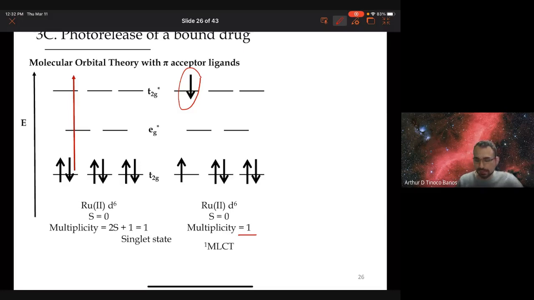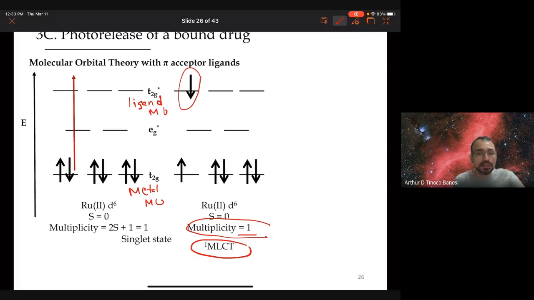And so this would be a metal to ligand charge transfer, because you're going from a metal orbital to a ligand molecular orbital. So that transition is a metal to ligand transition. And in terms of the multiplicity, it's 1. So we refer to this as 1MLCT, right? 1 referring to the singlet state.